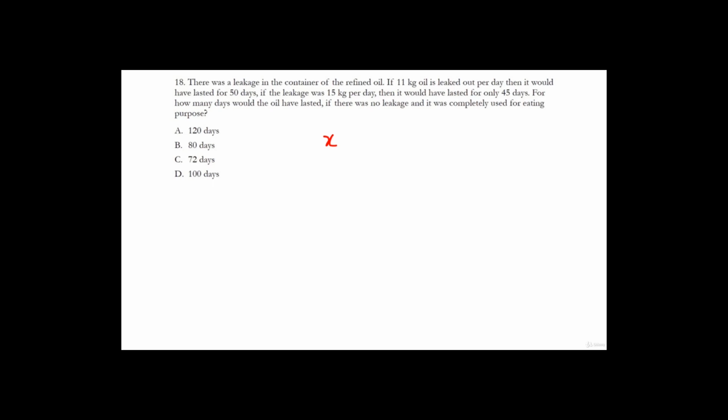In first case the oil lasted for 50 days. So the total quantity of oil used for eating is 50x, because X is the per day usage of oil, and the wastage is 11 kg per day. Like that, 50 days it has leaked. So total quantity of wasted oil is 11 into 50. So used plus wastage will become total quantity.